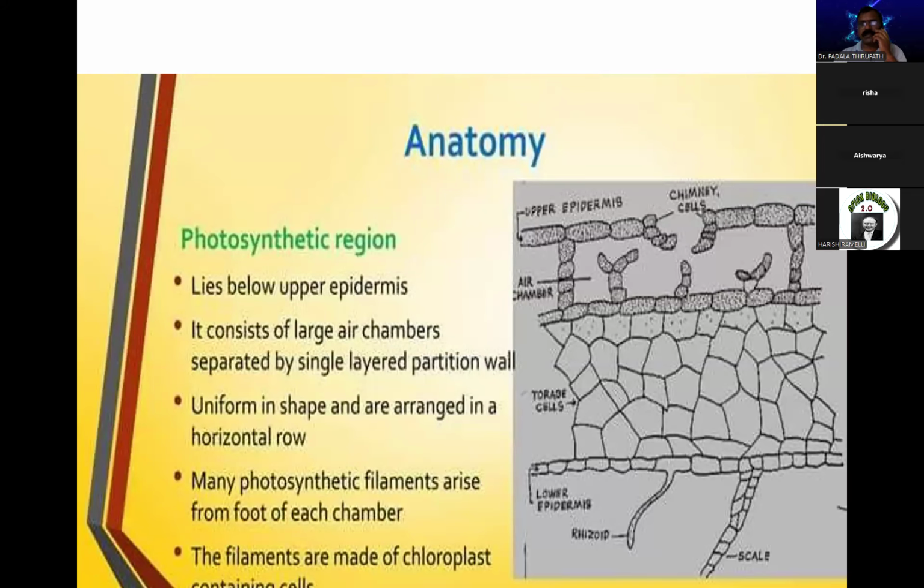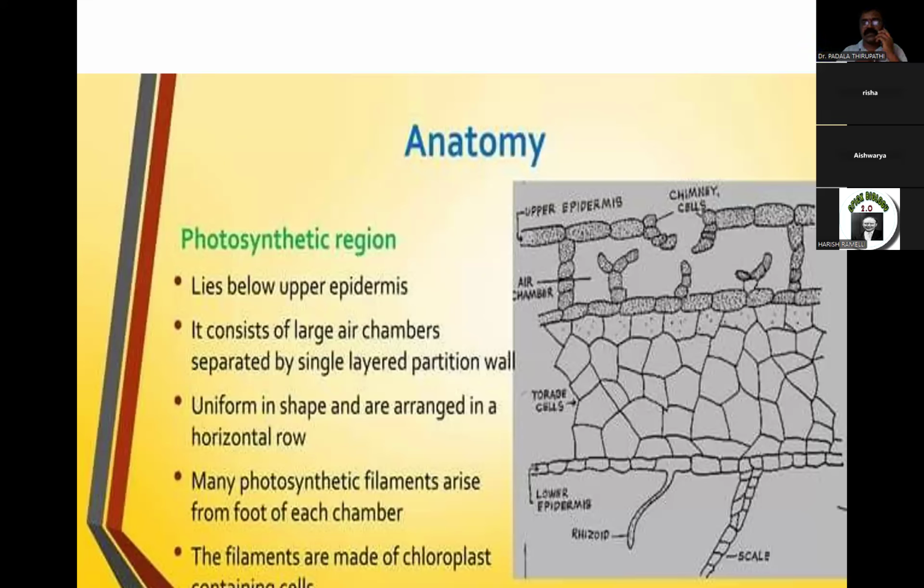Now you are seeing the exact anatomy, that is the TS of the thallus. Upper side is the photosynthetic region. Lower side is the storage region. About the photosynthetic region, the parts which are present in the photosynthetic region. First one is where it lies. It lies below the epidermis. As I told, the thallus on both sides is surrounded by epidermis. Upper epidermis and lower epidermis will be there. Just below the upper epidermis, this photosynthetic region you are seeing with the chambers.